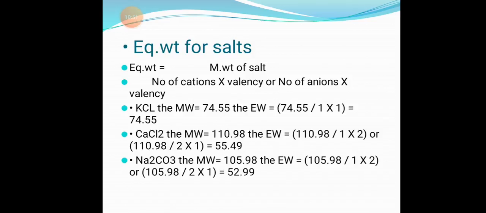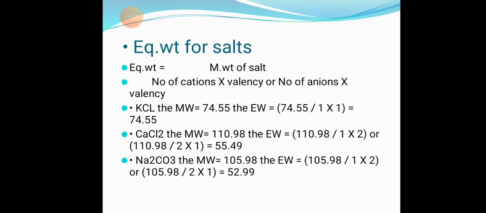Equivalent weight for salts. Equivalent weight is equal to the molecular weight of salt divided by number of cations into valency or number of anions into valency. KCl, the molecular weight will be 74.55. The equivalent weight is 74.55 divided by 1 into 1, which is equal to 74.55. CaCl2, the molecular weight 110.98. The equivalent weight 110.98 divided by 1 into 2, or 110.98 by 2, that is equal to 50.49.